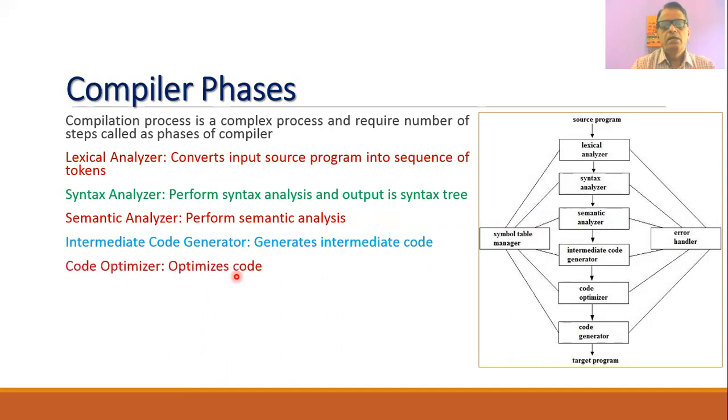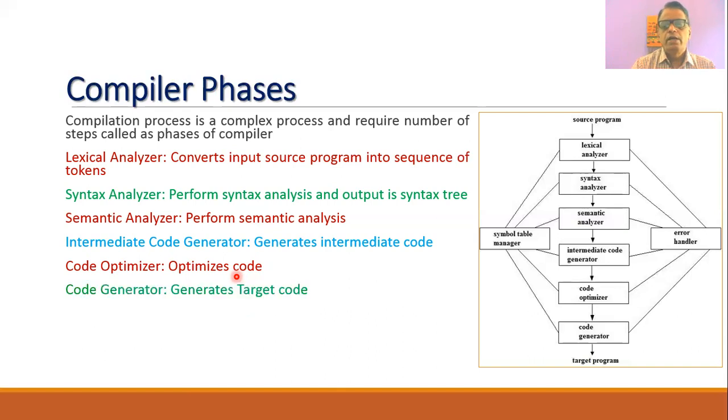Code optimizer is a block or a phase of the compiler which will optimize the code. That is, it will reduce the number of statements from the intermediate code so that the memory space required for the storage or the time required for the execution can be further reduced.